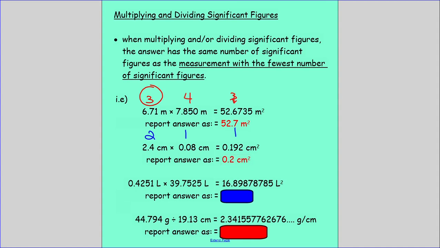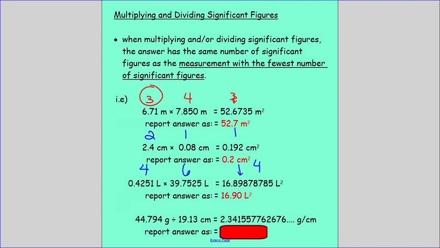And then just continuing on, the next one has 4 for the smallest value, because the 39.7525 would have 6. And so if I have 4 here and 6 here, I'm going to need 4 in my answer. Now, this one ends in a 9, which means that if I were to round that up, that would carry a 10, which would change the 8 in the tenths place over to a 9. So I'd have 16.90.